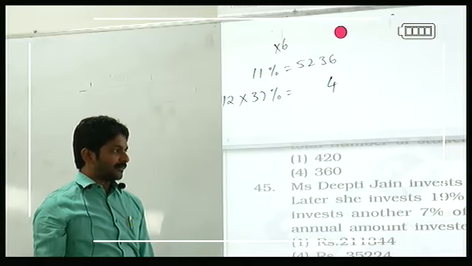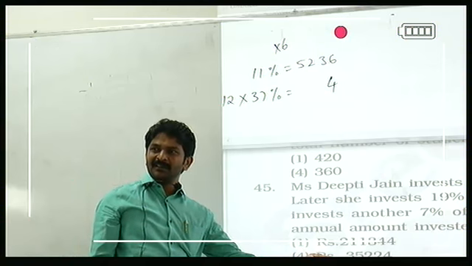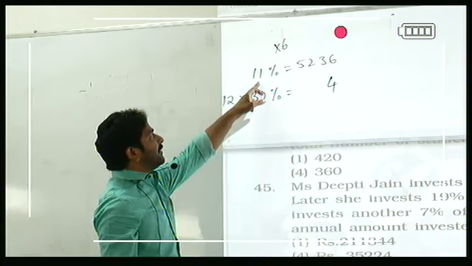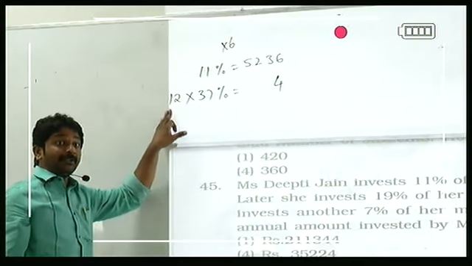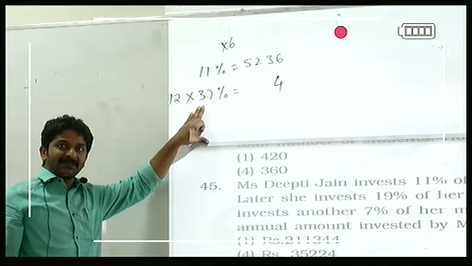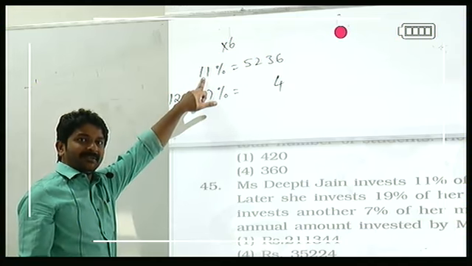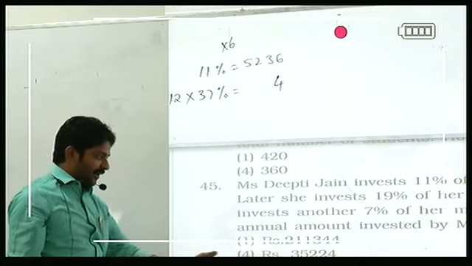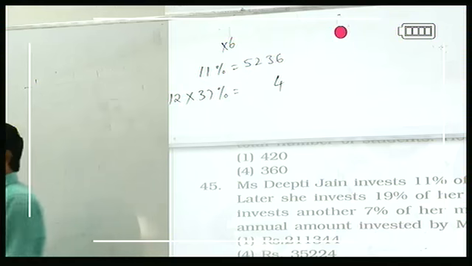How many are there? This cannot be your answer, right? How can you consider this? If 11% is 5236, you are trying to calculate 12 times 37%. 37% itself is more than 3 times, and into 12, that will be more than 36 times. Can this be your answer? Answer 211 344.